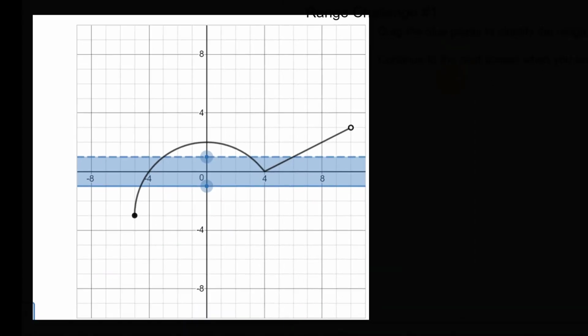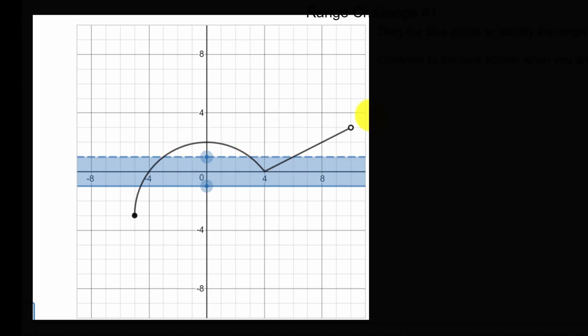Alright, next we are going to explore how to find the range of a given graph. Note that range is the possible y values of a given function. So to find the range, we are going to apply the same procedure that we did earlier when we found the domain. But this time, instead of checking the left endpoint and the right endpoint, we are going to check the minimum point and the maximum point.